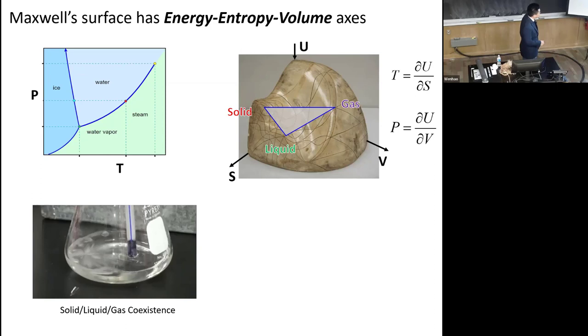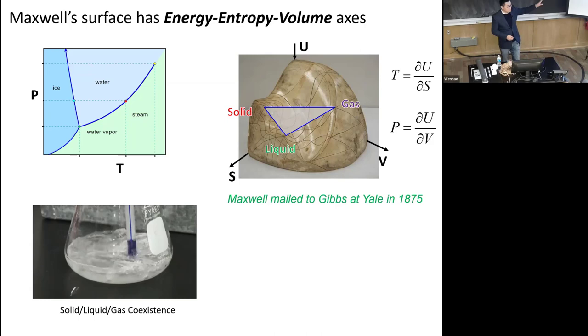Normally, if I want to study the triple point of a solid-liquid-gas coexistence, then on a normal PT diagram, that's given by the triple point right here. But in the extensive axes, it's actually given by this tangent plane that touches three phases at some temperature and pressure. So the temperature and the pressure are the inclination of this plane.